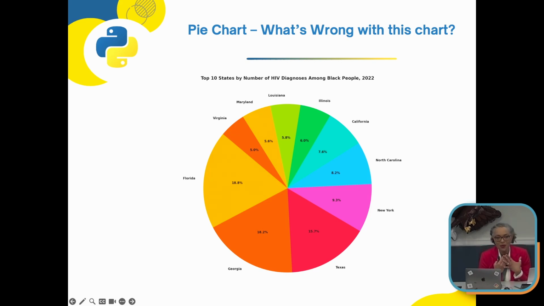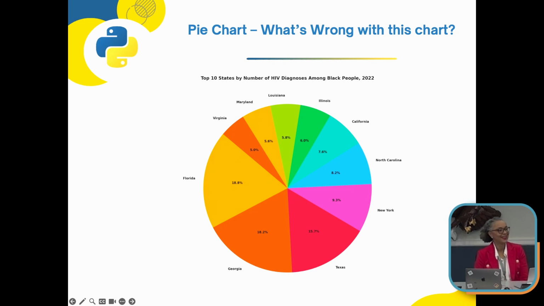All right, question, what is wrong with this pie chart? I am showing 10 states by number of HIV diagnoses among Black people for 2022. So this is our updated data set. You raise your hand and you can say, what do you think is wrong? Their percentage of the total diagnoses in the 10 states. Mm-hmm. Yes. Well, it's exactly that. Those are percents of different things. That doesn't add up to 100.